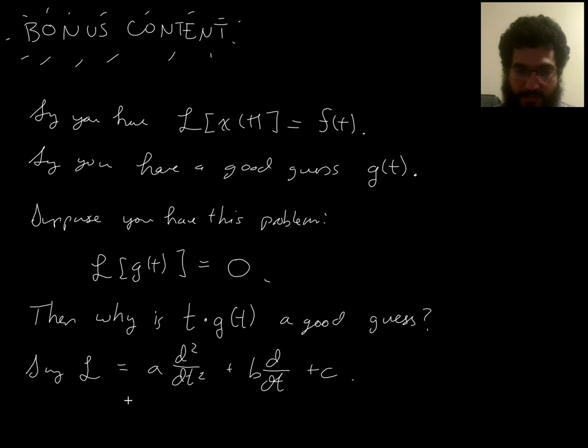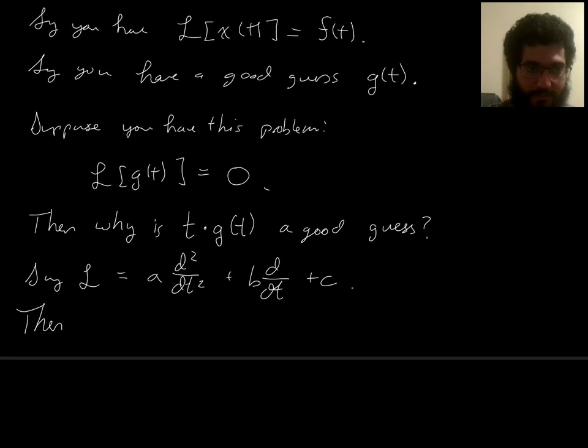So something like this. Then let's apply L to this product, t g of t. And we're assuming that we started in a situation where we have this problem, that L kills g.